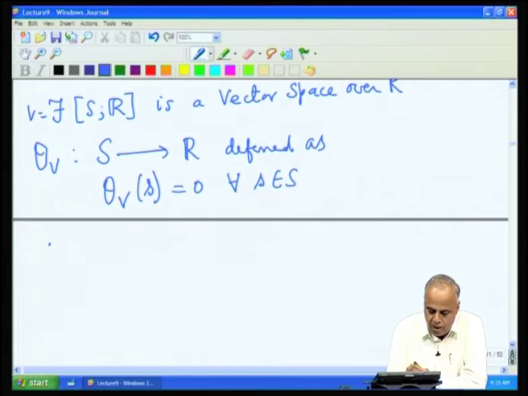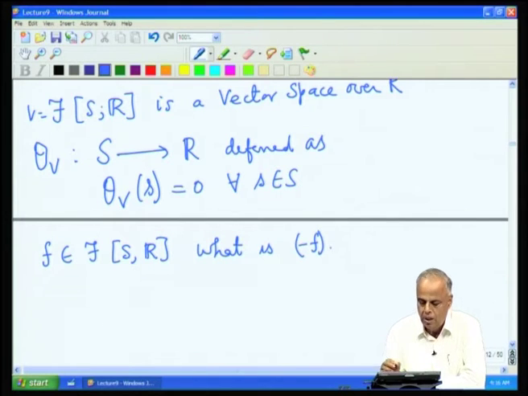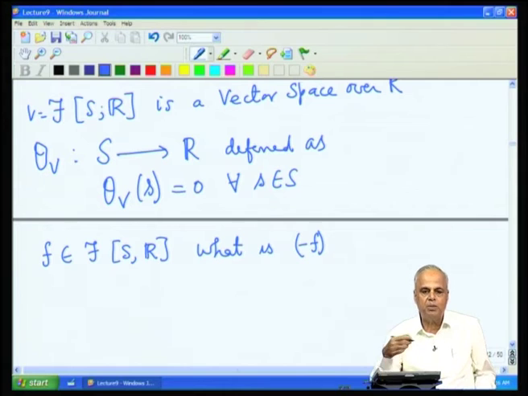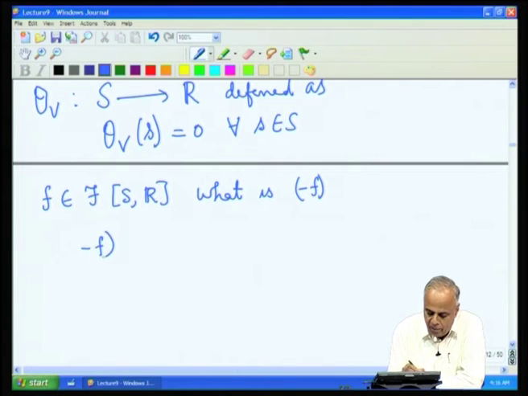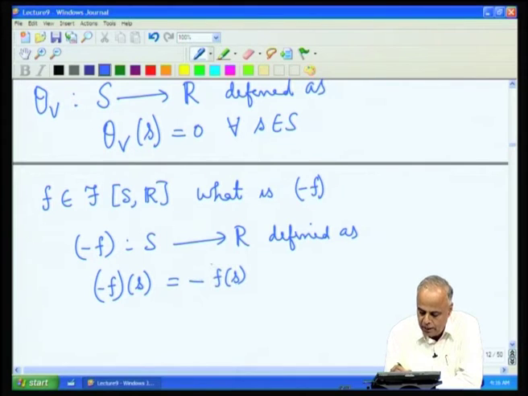Now, if F belongs to F(S, R), what is minus F? Since F belongs to F(S, R), we want minus F also to belong to F(S, R), because the negative of anything in V, in a vector space, must be back in the vector space. So minus F must be a function. Minus F is that function which is defined as: at any point S, its value is F's value, and take the negative of that.